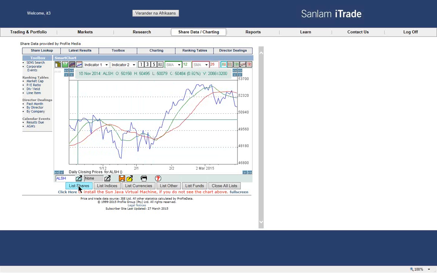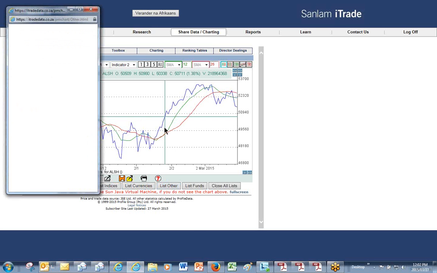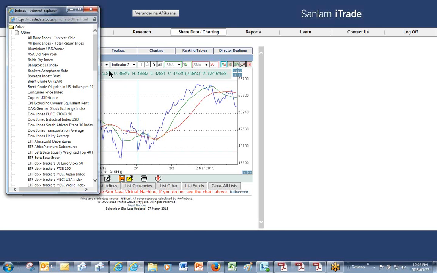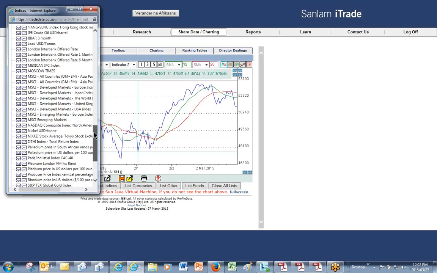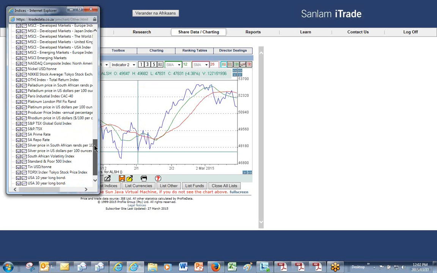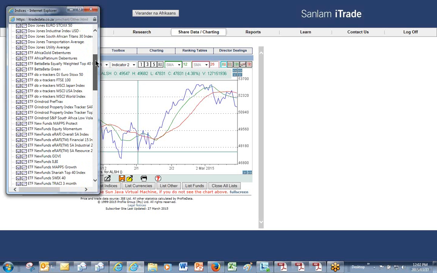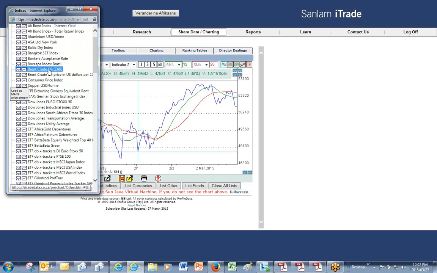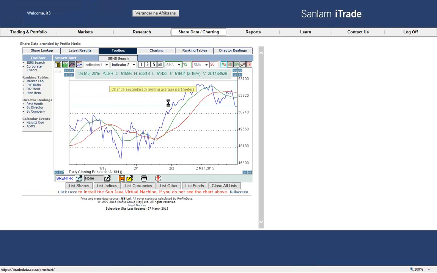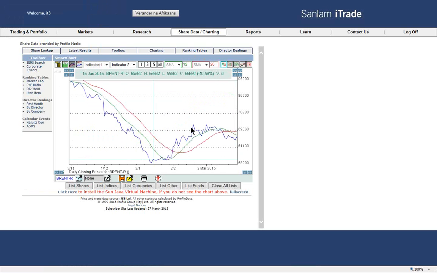The information is available on all listed shares, all of the indices, all the major currencies, and under other you get things like the Dow Jones, you get the gold price, the oil price, and you can see all the ETFs there, and you can click on any of those to see what the chart looks like. So if we want to, for instance, go and see what the oil price is, you just click on oil, and it will give you the oil price in a few seconds.